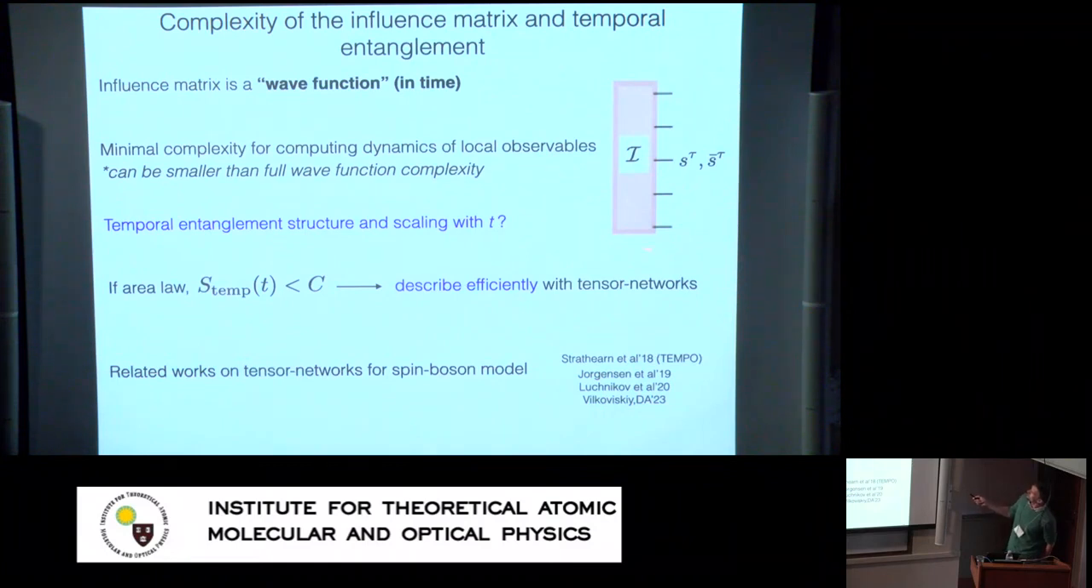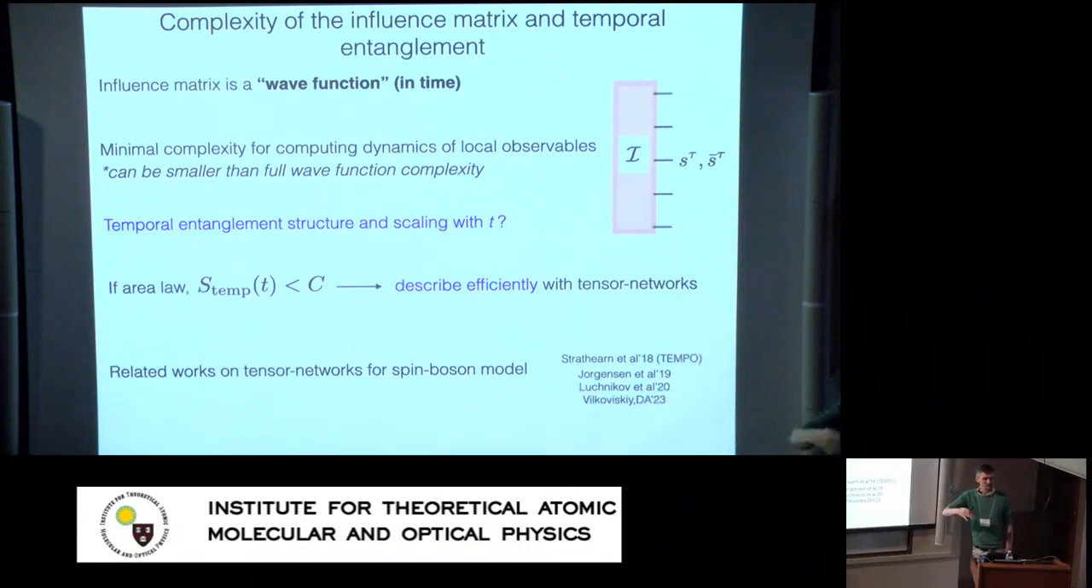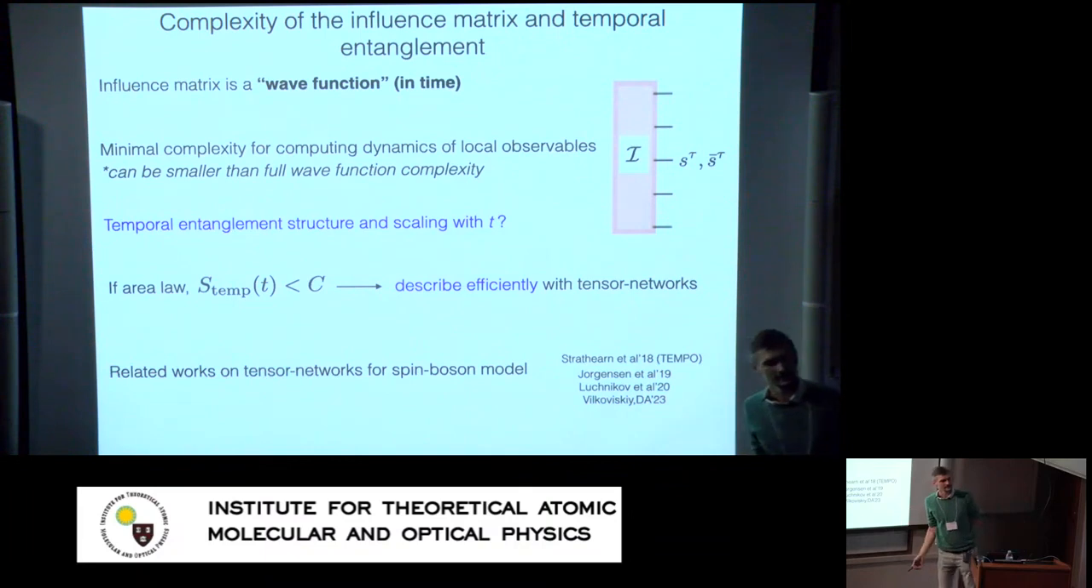Once I take this viewpoint that this is a temporal wave function, this is an object that gives me minimal complexity for computing dynamics of local observables. And this can be smaller than the full wave function complexity. The key to that is understanding the structure of temporal entanglement, and how it scales with evolution time. And if we find that this temporal entanglement is so-called area law, so entanglement stays constant or grows logarithmically with time, then we're in business and we can come up with tensor network schemes to approximate this functional.